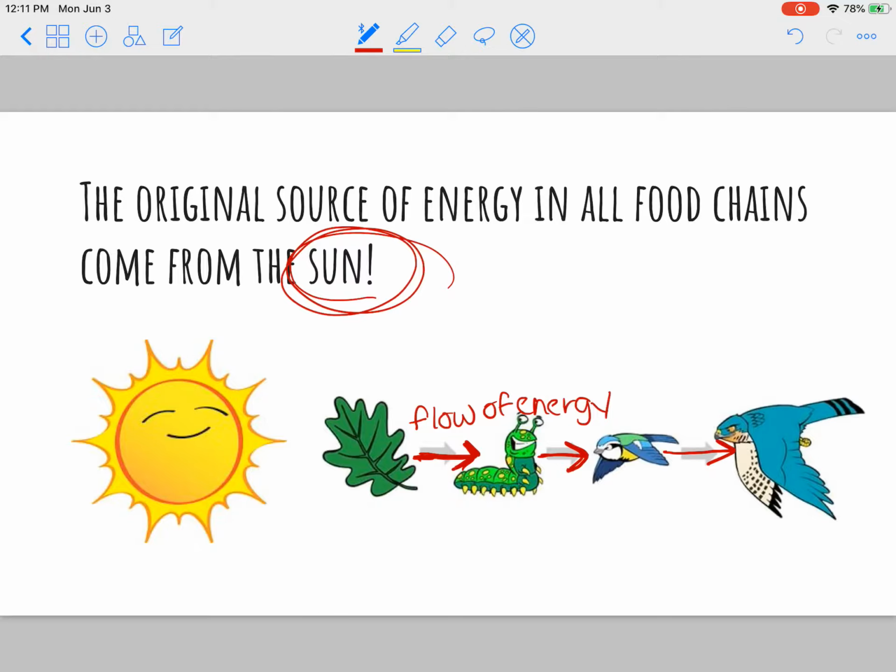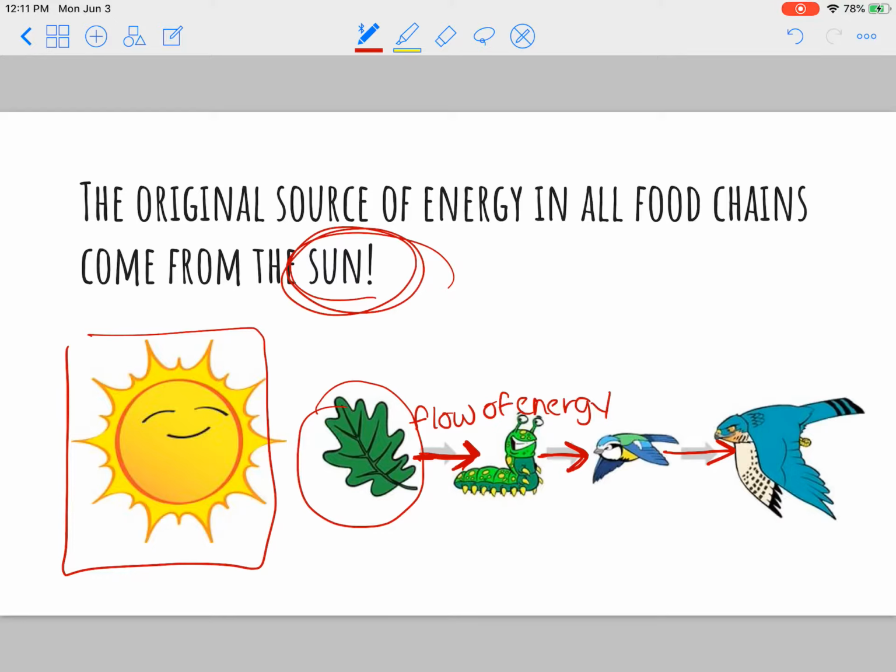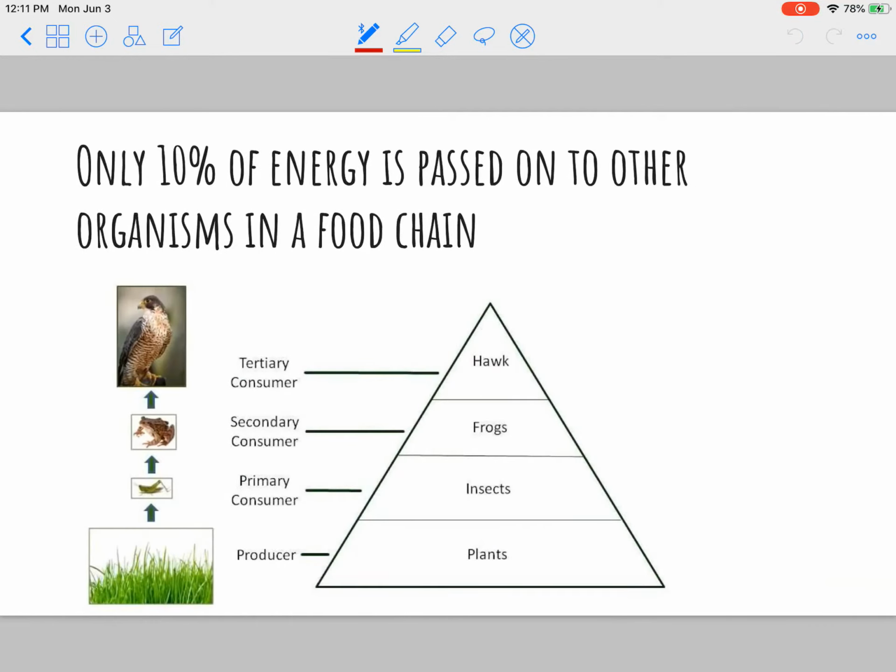Now if you look at this, in order for the producer, or any plant, to survive, it has to have the sun. So the sun is a key ingredient in photosynthesis. Without it, plants would not be able to survive. So in this case, and most cases, the sun is the original source of energy.